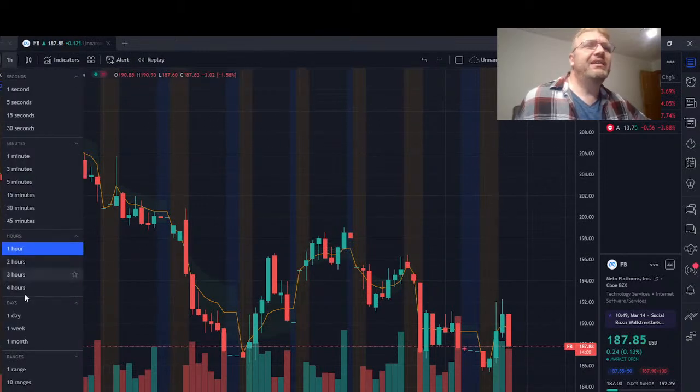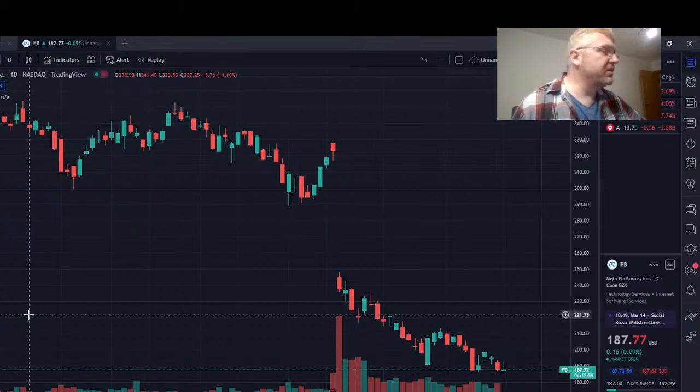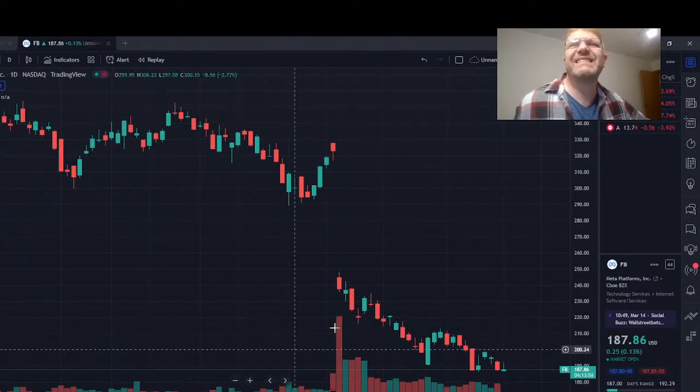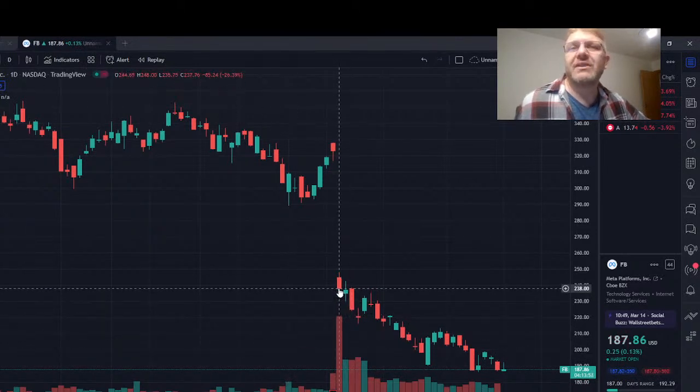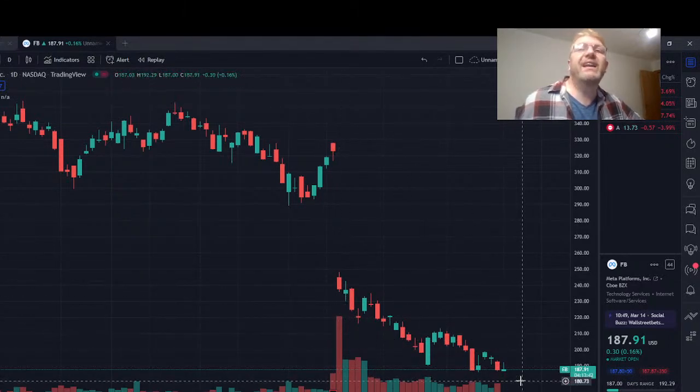Look at the daily. So it gapped down, that huge gap down where it lost like half its value in the space of a day. Or I think a third of its value in a day, and then half of its value over the course of the following week. It's still selling off. It is still selling off.